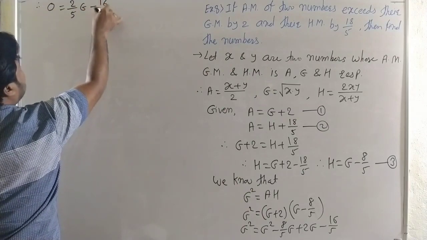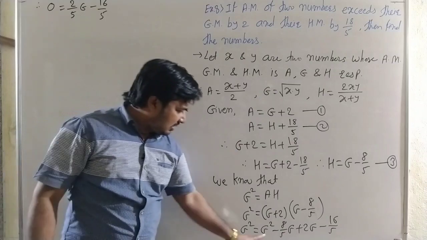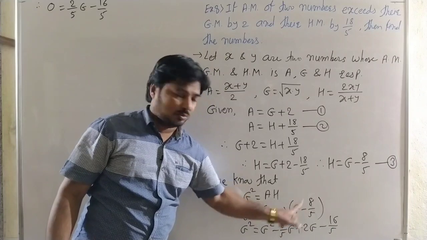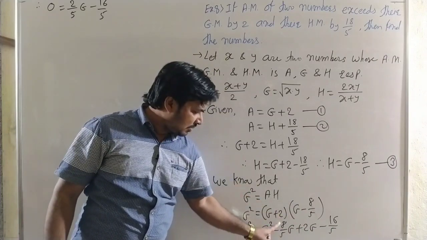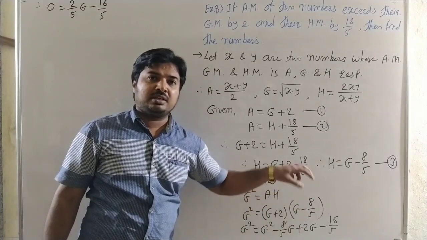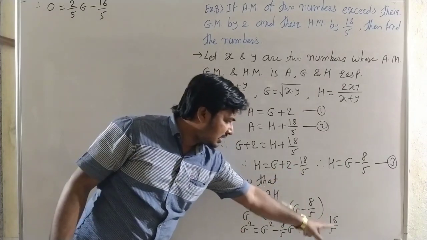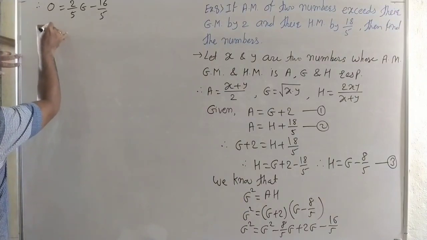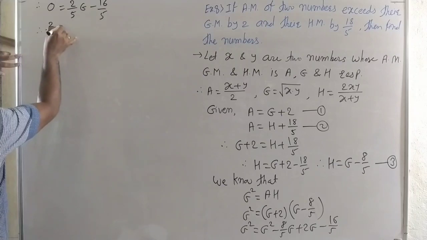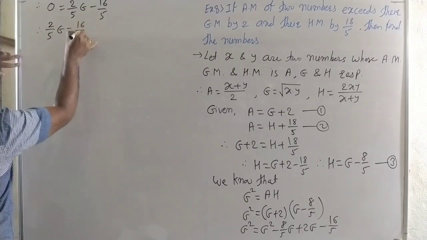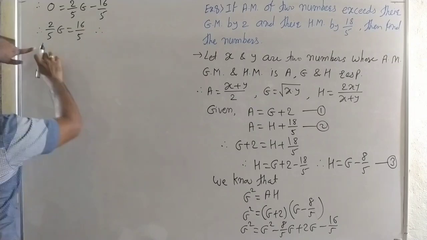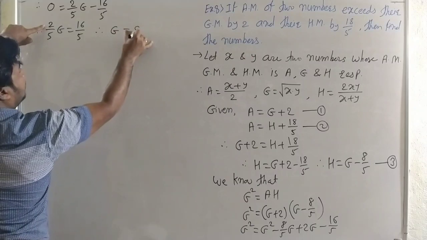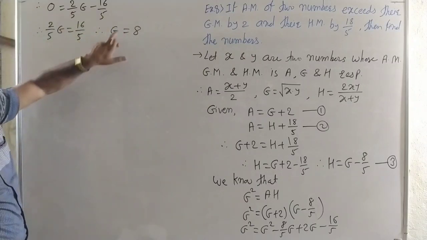minus 16/5. Here G² gets cancelled, then the addition of these two terms: −8/5 + 2, that means −8 + 10, it is 2/5, and it is −16/5. We get this relation. Now we can write 2/5 G = 16/5, and therefore 5 gets cancelled, and 2 into 16, therefore G = 8. It is the value of G. Geometric mean is equal to 8.